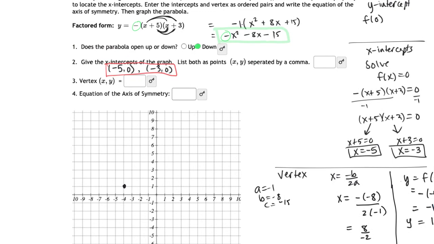And let's see, negative 4, 1. It opens down, and the x-intercepts are at negative 5 and negative 3.